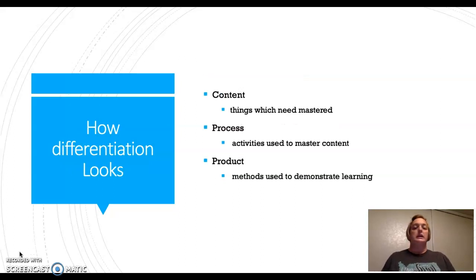Content is things which need to be mastered. So content for these students is tiered content, providing a variety of materials, presentation styles, scaffolding, learning contracts, and comparing. These are how teachers figure out the different content areas which need to be taken care of throughout the learning process.